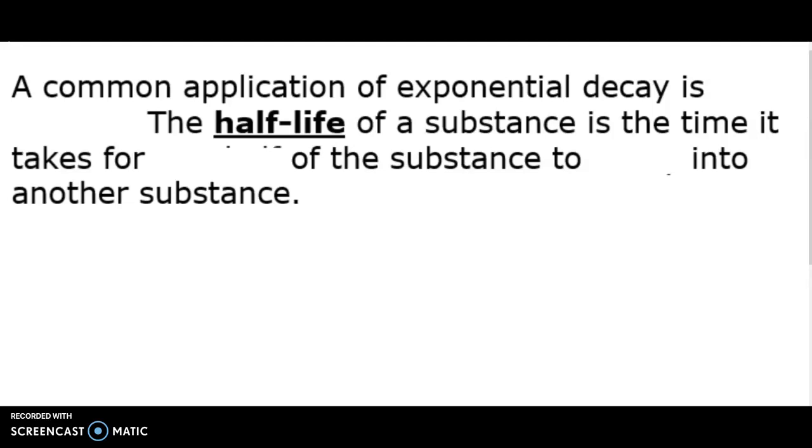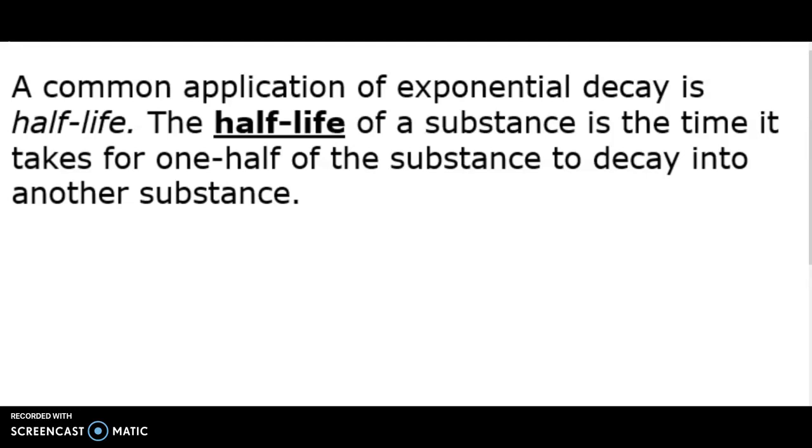Okay, so a common application of exponential decay is half-life. The half-life of a substance is the time it takes for 1/2 of the substance to decay into another substance.